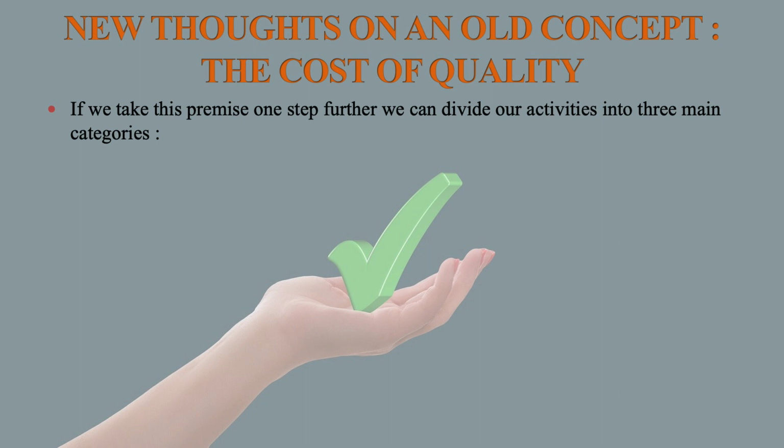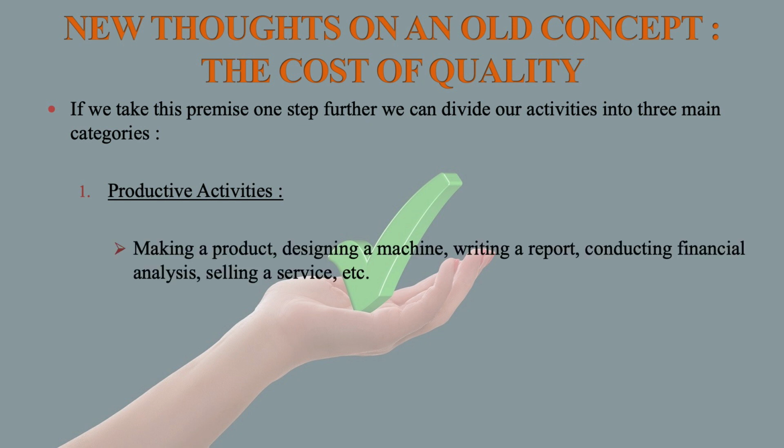If we take this premise one step further, we can divide our activities into three main categories: productive activities, such as making a product, designing a machine, writing a report, conducting financial analysis, selling a service, etc. These are our budgeted operating costs.